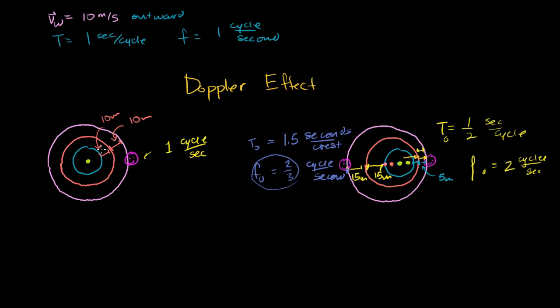And hopefully drawing it out this way gives you a visual understanding of why that is, why these points on the cycle, or these crests, are closer together when it's moving in your direction, and farther apart when it's moving away from you. In the next video, we'll do this with more abstract numbers so we can actually figure out generalized formulas for relating the observed frequency with the emitted frequency.